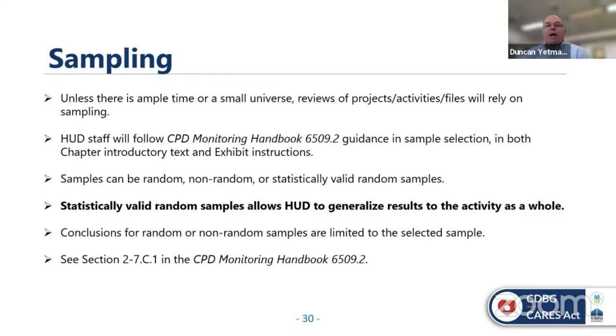Samples can be random, non-random, or they can be statistically valid. And I've highlighted in bold font here the bullet point regarding statistically valid random samples. Such samples will allow HUD to generalize results to the activity as a whole.